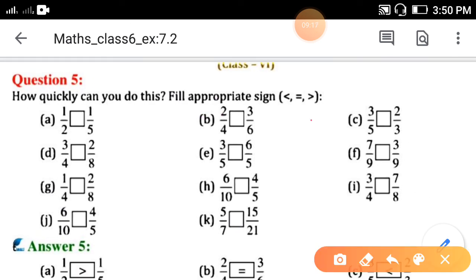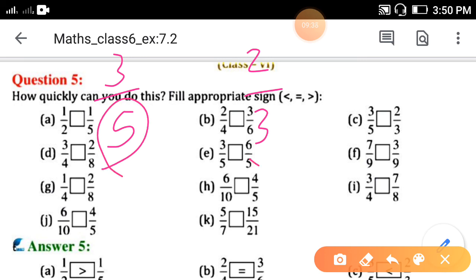C, 3 upon 5 and 2 upon 3, not 2 upon 5. Here you can see both denominators are different. You have to make them equal, then only you can put the appropriate sign. Here 5 and here 3. LCM of 5 and 3. So what is the thing? You have to check the denominator.